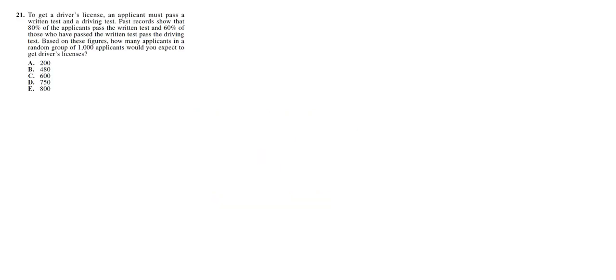To get a driver's license, an applicant must pass a written test and a driving test. Past records show that 80% of the applicants passed the written test and 60% of those who have passed the written test passed the driving test. Based on these figures, how many applicants in a random group of 1,000 applicants would you expect to get a driver's license?